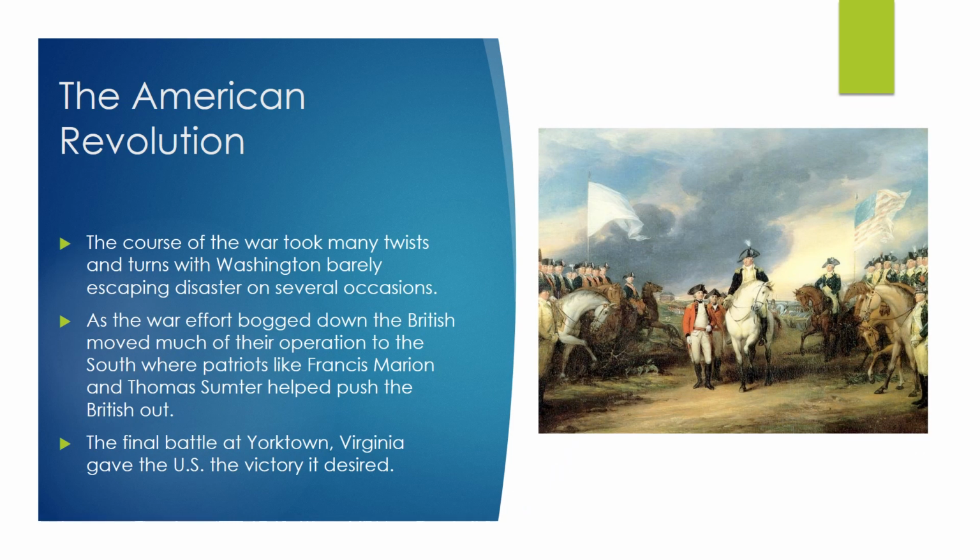So then we have the revolution itself, and the revolution is going to last many years. It's going to take 7 years of fighting, and then another 2 years of making a peace treaty with England. The course of the war is going to take many twists and turns. It's going to be fought in many different areas. Washington early in the war is going to barely escape disaster over and over again. One of George Washington's most important strengths was his ability to escape and live to fight another day.